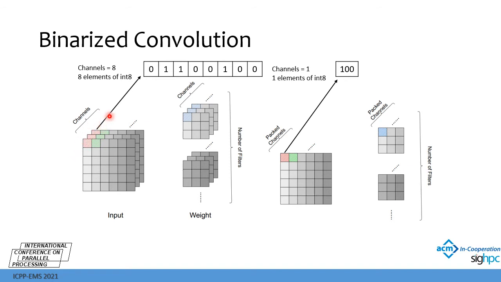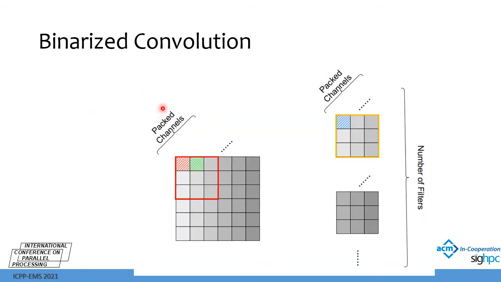In this case, the channels is 8, so there will be 8 elements of 8-bit integer, like this. Then these 8 elements will be packed into 1 element, and this 1 element will take the bit pattern from the 8 elements. This bit pattern represents value 100, so the resulting element will store the value 100. All the input and weight will be packed by the BPEG operator.